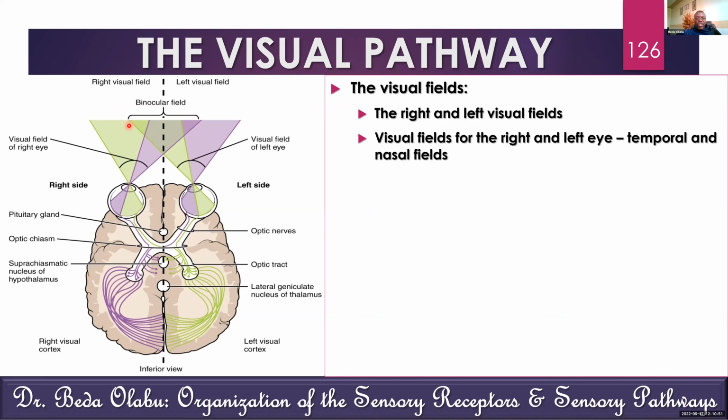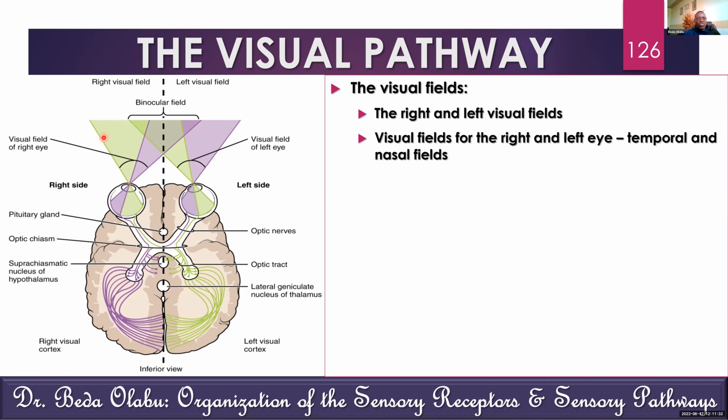We can have the visual field of each eye as well. This is the visual field of the right eye, and this is the visual field of the left eye as well. When you look at the rays that enter each eye, some rays come from the lateral side, some rays come from the medial side of each eye. Take for example this right eye. There are those rays which come from the lateral aspect of the eye.